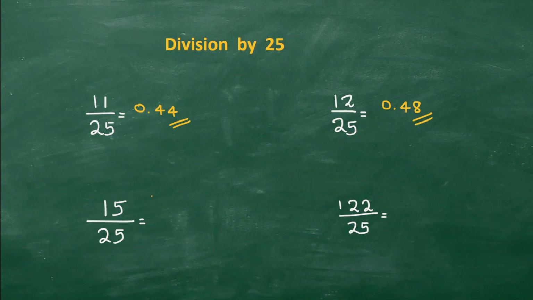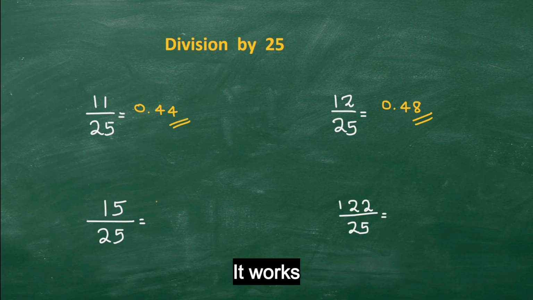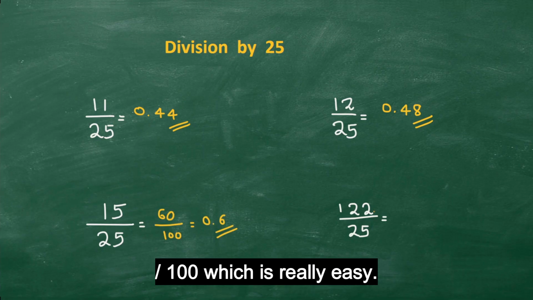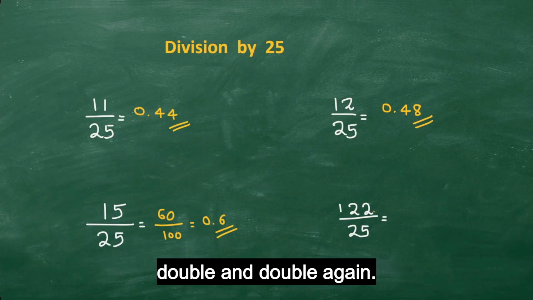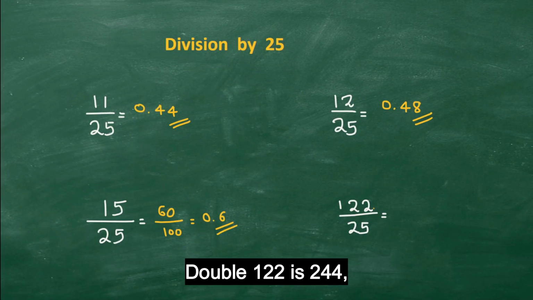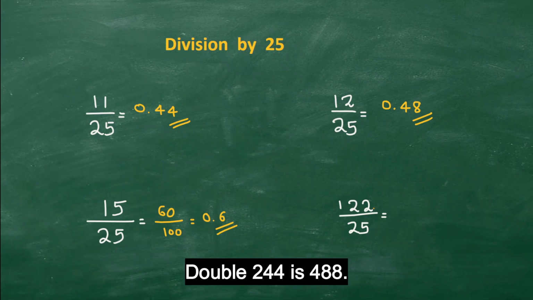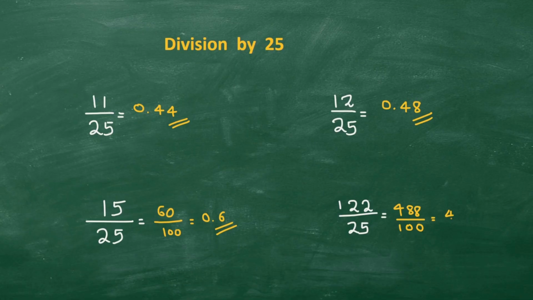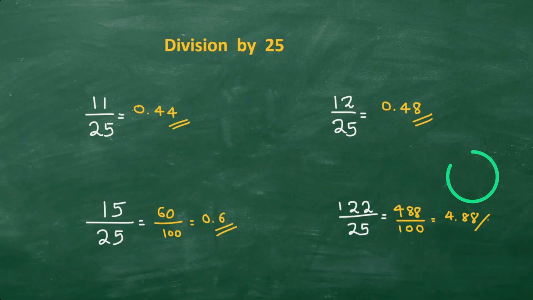This one, double 15, 30, double 30, 60. So what I do here, instead of timesing by 4, sometimes I can directly do it. Sometimes I just double and double again. It works, right? So 60 divided by 100, which is really easy, note 0.6 is the answer. Last one. Double and double again. Double 122 is 244. Double 244 is 488. Or you can do 4 times 2, 8, 4 times 2, 8, 4 times 1, 4, either way. But this denominator is 100 and what's the answer? 4.88. Done and dusted.